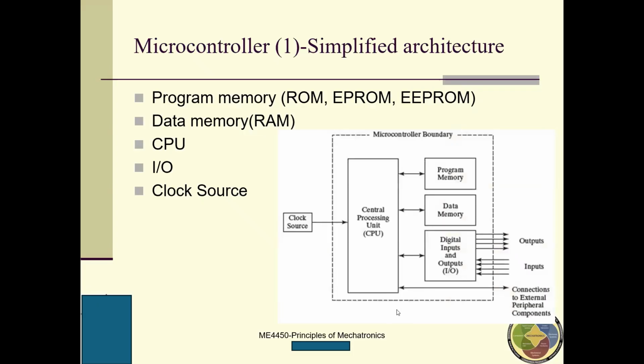So this is the simplified version of a microcontroller. We have program memory: ROM, EPROM, EEPROM. I'm going to talk about them one by one. Data memory, RAM, CPU, I/O, and clock source. For each of these systems, we have a clock. Do you agree? On the computer, you can see the time. That's the clock. What is the functionality of the clock? A clock is used to synchronize all these components.